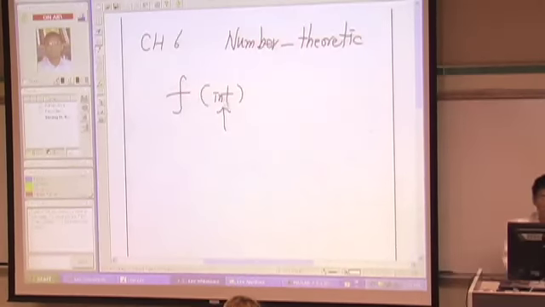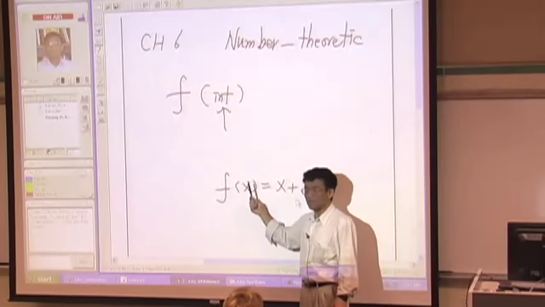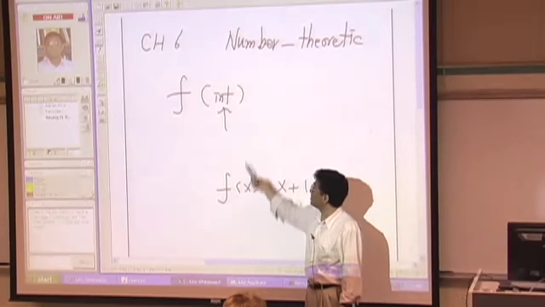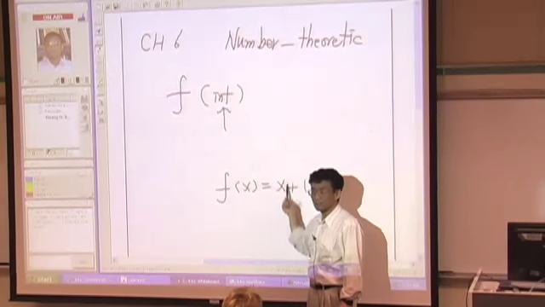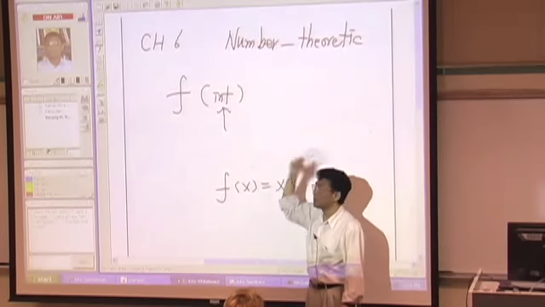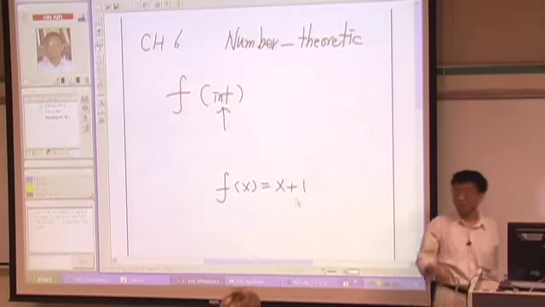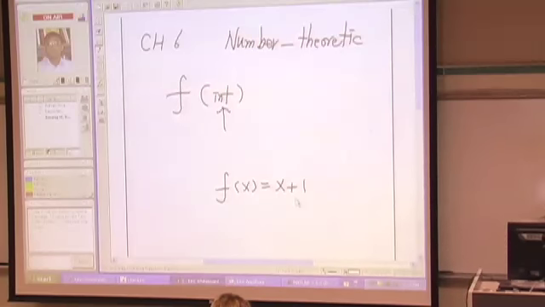Usually a function doesn't require it. For instance, this is a function, but this x can be anything. x can be an integer, x can be anything. Of course, we can consider this as a generalization of number theoretic function, but we are not interested in this direction. We are interested in number theoretic functions having integers, especially positive integers. Sometimes for convenience, people include zero.